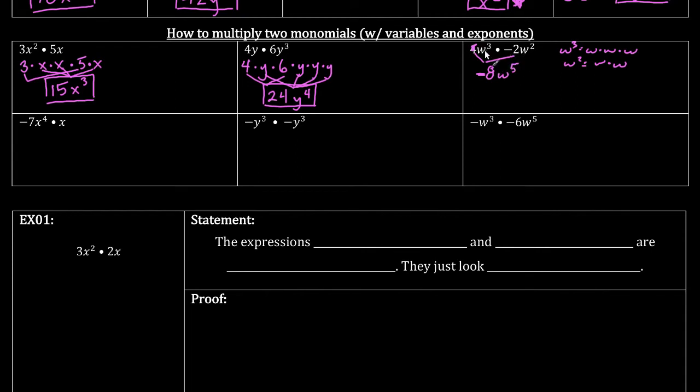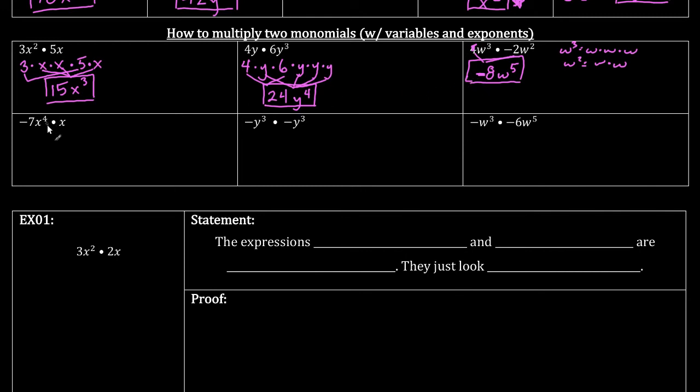You're not multiplying like you did the 4 and the 2. You're counting how many times it's multiplying. 3 times and 2 times makes 5 multiplications. Or you're multiplying w 5 times.